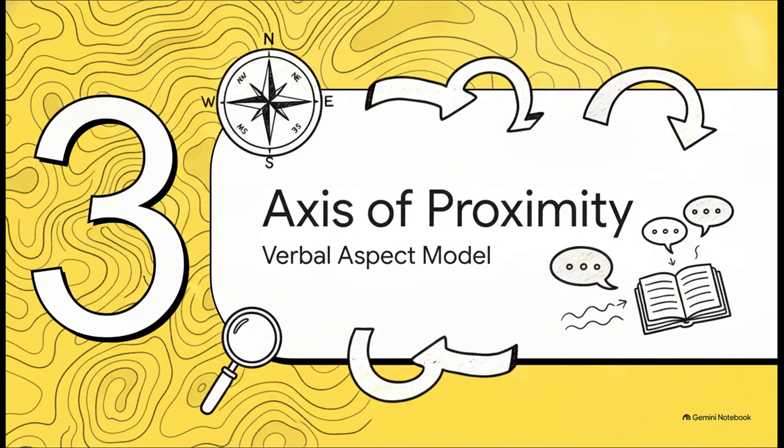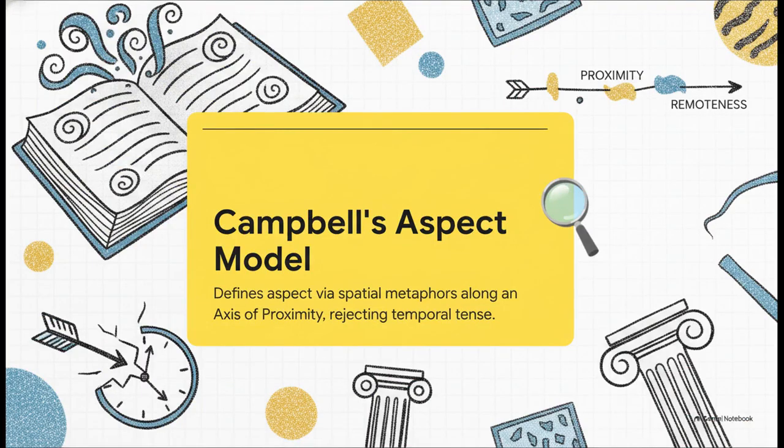Which brings us to section 3, Campbell's axis of proximity. This is really the climax of our explainer, mapping the rhetorical topography. Look, this is a massive paradigm shift for Koine Greek scholars. In this analysis, we are emphatically rejecting traditional temporal definitions of tense. We're tossing out ideas like past action with present results or ongoing consequences. They're gone. Instead, we are adopting Constantine Campbell's strictly spatial framework, viewing aspects subjectively along an axis of proximity and remoteness.